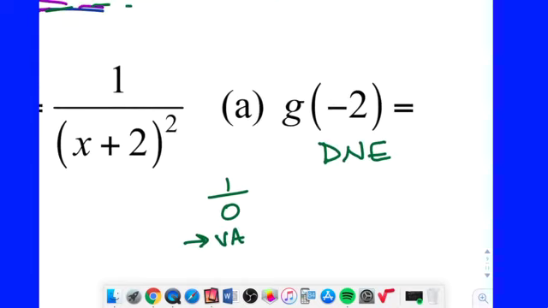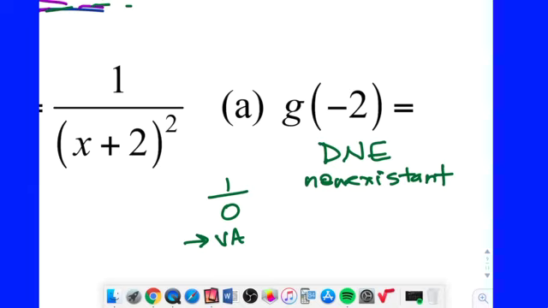So the function value, DNE. If this were a multiple choice question, it would say either D and E, or sometimes they write non-existent. Either one, but D and E is shorter for y'all, okay? And that's always the answer to the function value, right? Undefined would also be another one.